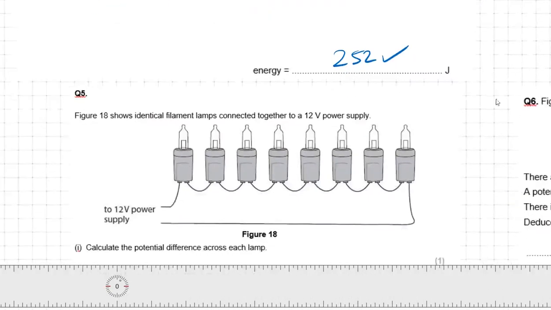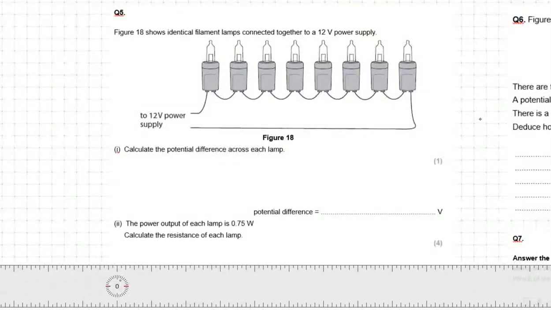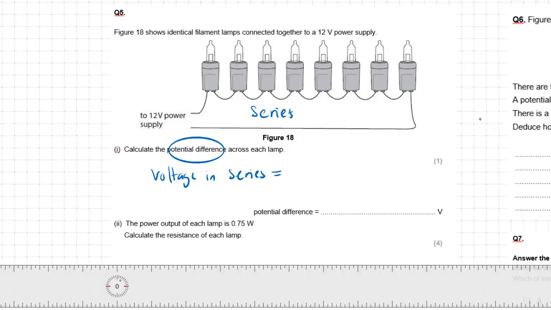Let's keep going. That's a good question. Here we have the power pack connected to this one here. This one is connected to the next one, connected to the next one, and so on. So therefore, these are connected in series, one after the other. Now, potential difference in voltage. What happens to voltage in series? It is shared. Each of these lamps is identical, so it is going to be shared equally.